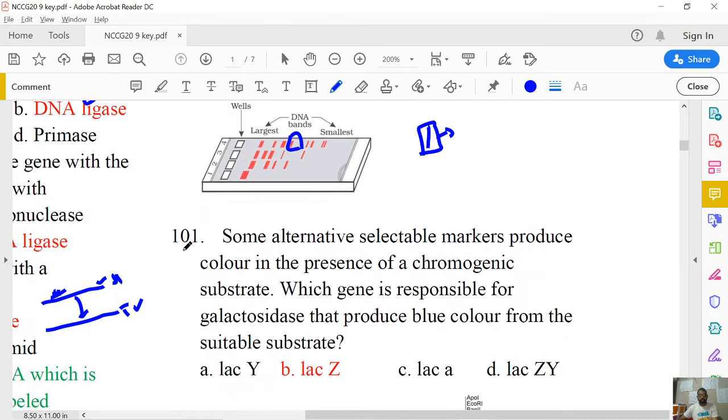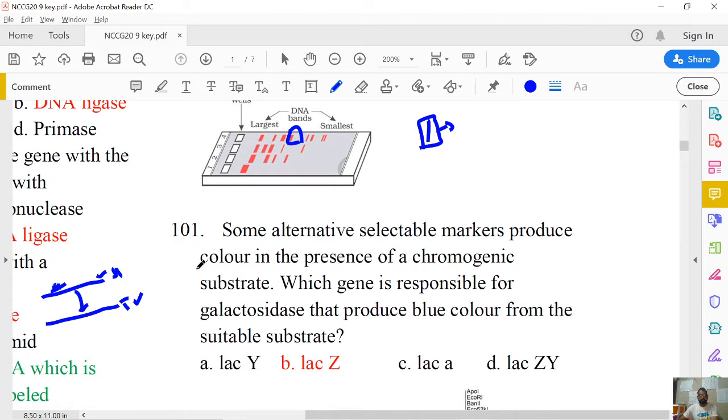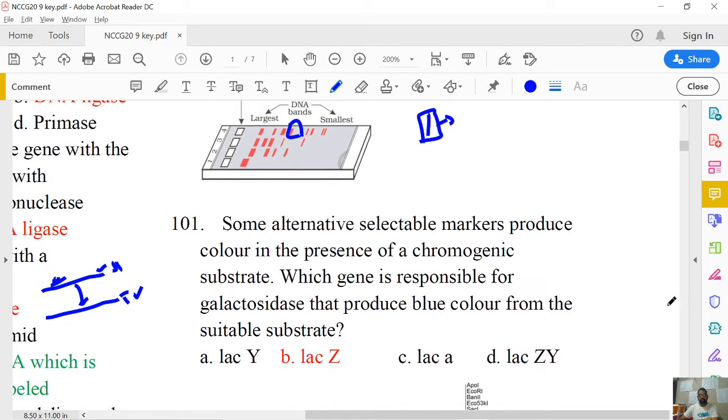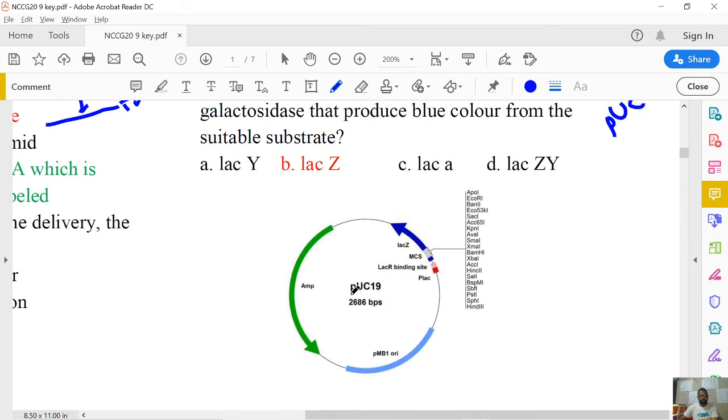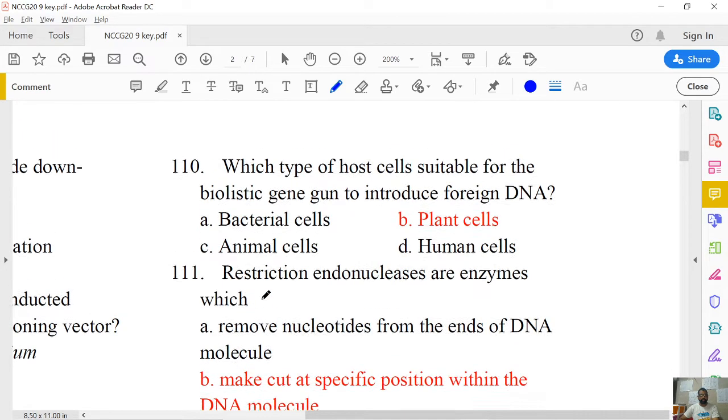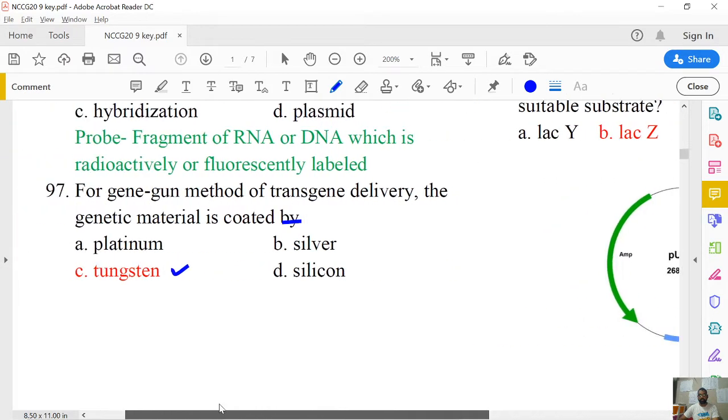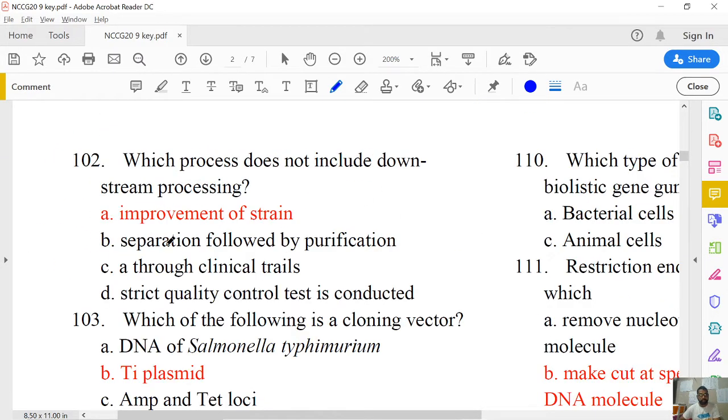Some alternative selectable markers produce color in the presence of a chromogenic substance. Which gene is responsible for galactosidase? In the case of pUC, that is Plasmid University of California, this is the structure of pUC. One of the pUC vectors is pUC19. Here there is lacZ. As we know, lacZ is able to produce the beta-galactosidase enzyme. By detecting the presence of lacZ or whether it is inactivated, we can find out the recombinants. So the gene is the lacZ gene.